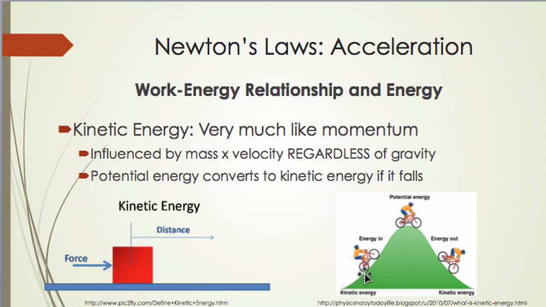Here, we have somebody going up a hill using his bicycle. At the top, he stops, has a drink of water, has a granola bar, he has potential energy. And then when he rolls off, he has kinetic energy once again.